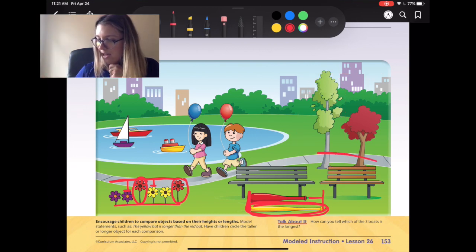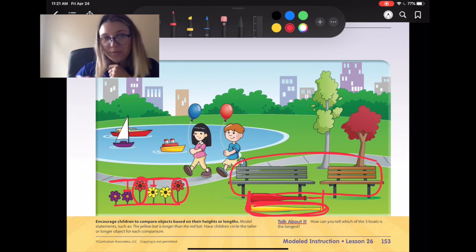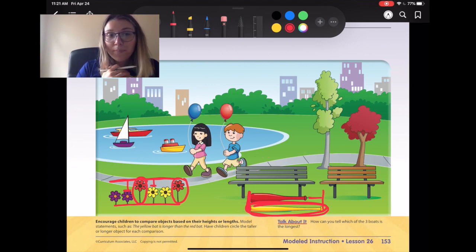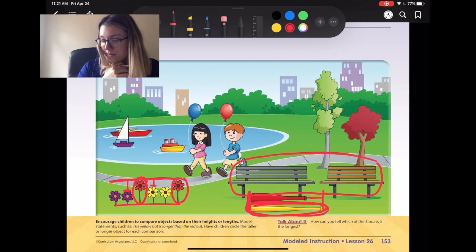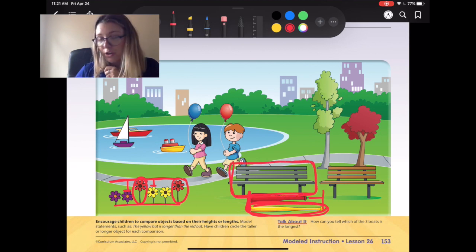I noticed that there are these benches right here. This one's kind of tricky. Can you tell me which bench is longer? What bench is longer? I think this gray one is longer. It's kind of hard to tell, but there's more of the gray bench than of the brown one.